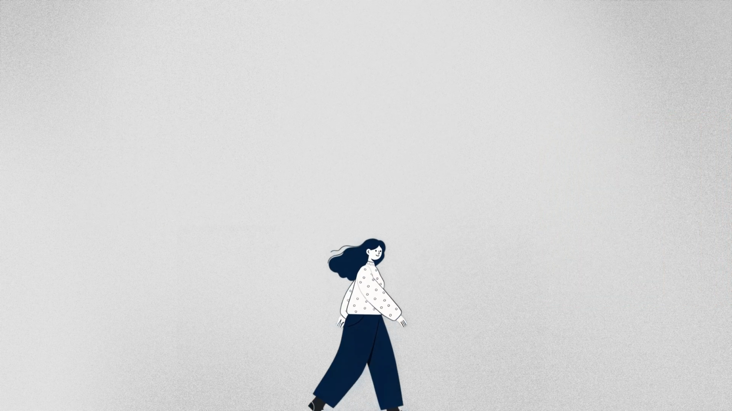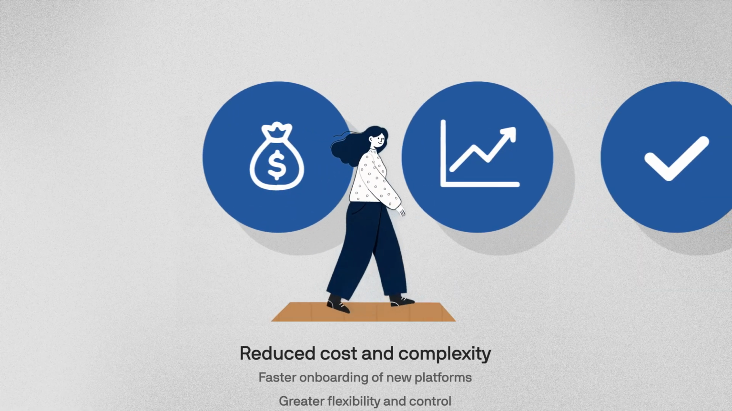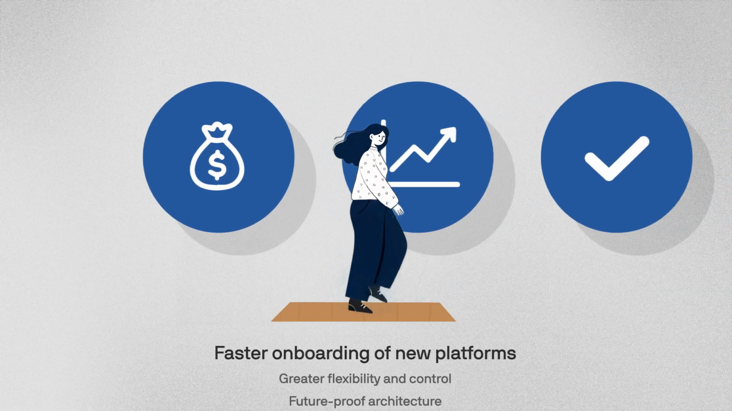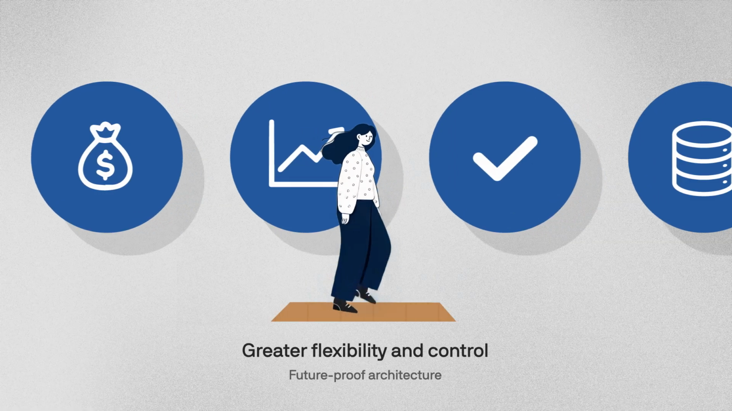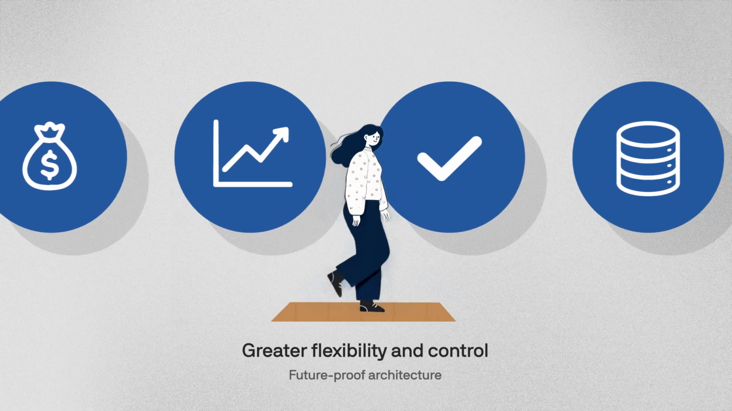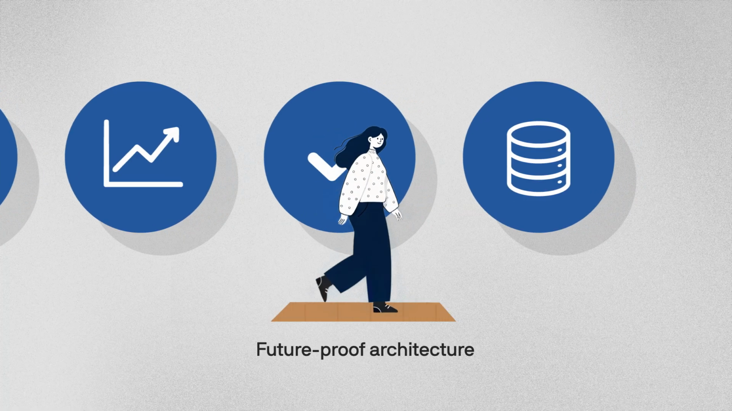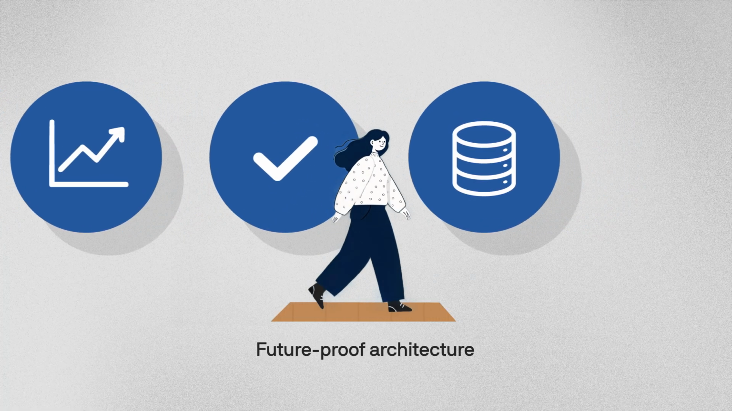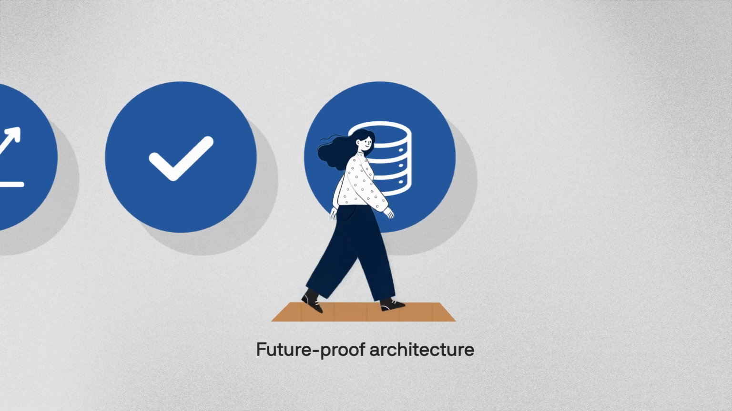From a business perspective, the benefits are significant. Organizations can reduce cost and complexity, onboard new platforms more quickly, and gain greater flexibility and control over their infrastructure strategy. Most importantly, this creates a future-proof architecture. Customers are no longer locked into a single hypervisor roadmap and can adapt their infrastructure as business needs evolve.